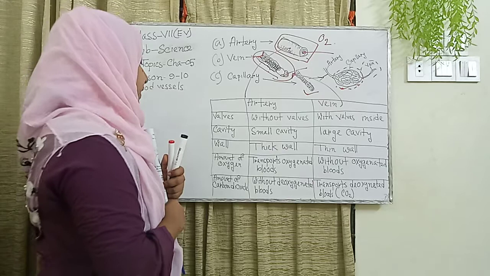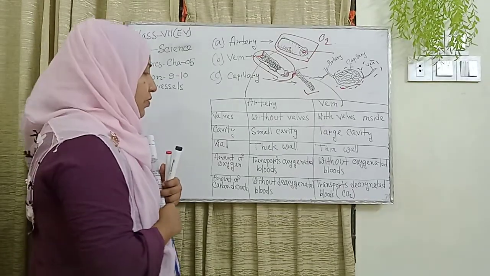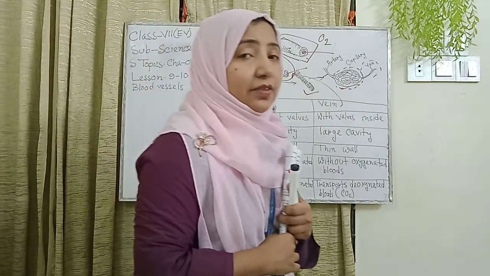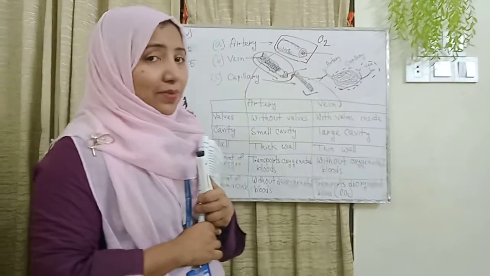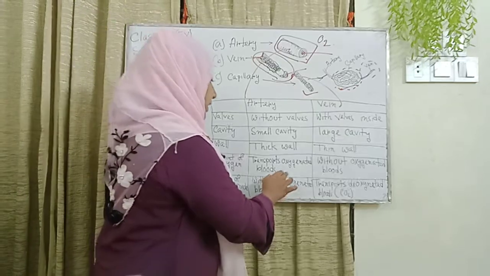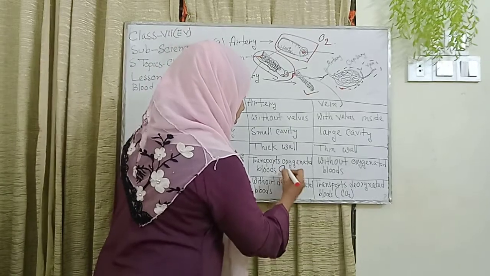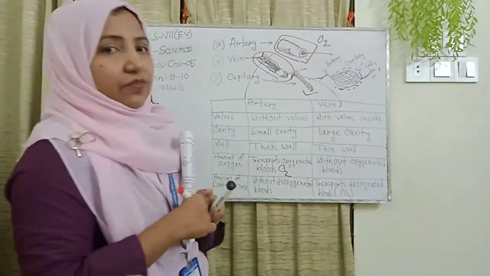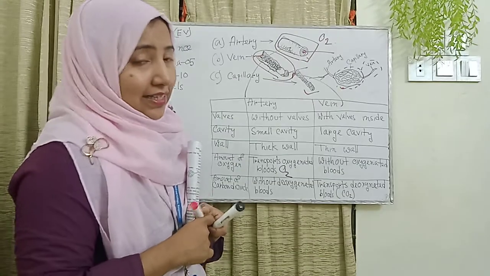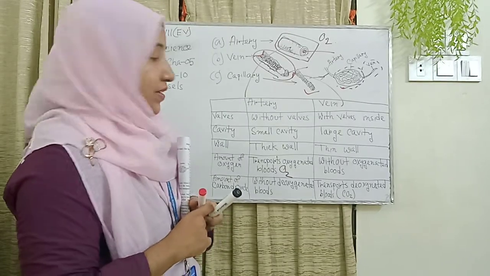And the fourth structure, amount of oxygen. Here's the artery. Basically, it transports oxygenated blood. It's a very important topic. Only the artery transports oxygenated blood, and this gaseous structure is O2. And the vein is without oxygenated blood. It has no oxygenated blood, the vein.